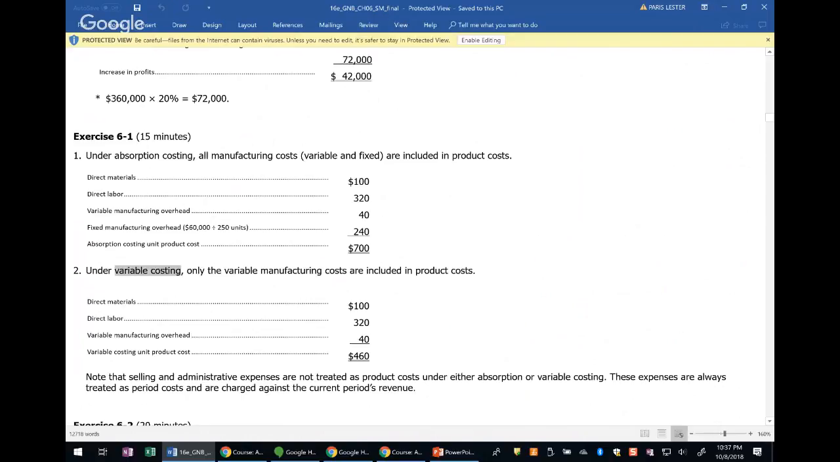Now, under variable costing, we take materials and we take labor of 320 and we take overhead. So which is the only one we're leaving out? What's the difference between the two? Right, under absorption cost, in the old way, we counted fixed factory overhead. But under variable cost, we're not counting fixed factory overhead. Okay?